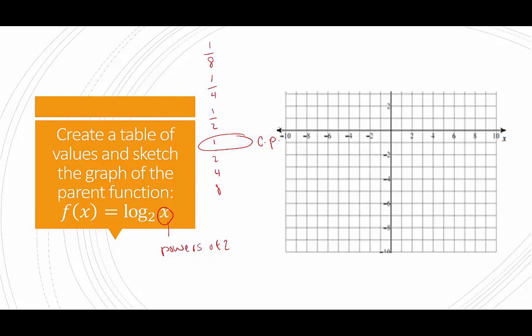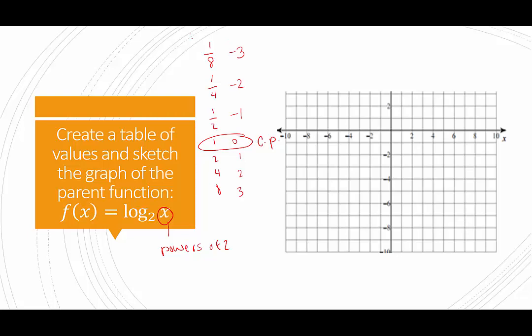What also might be helpful is knowing which powers these are. So these are the powers. What's the exponent of 2 to get 1/8? That would be -3. What exponent of 2 gives me 1/4? -2. 1/2? -1. 1, 0. 2, 1. 4, 2. 8, 3. So this is going to play a critical role in helping us create a table of values.